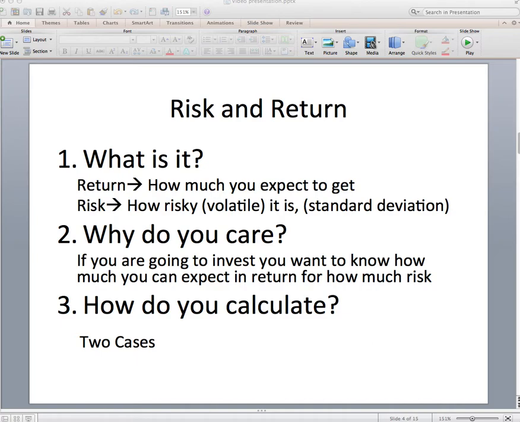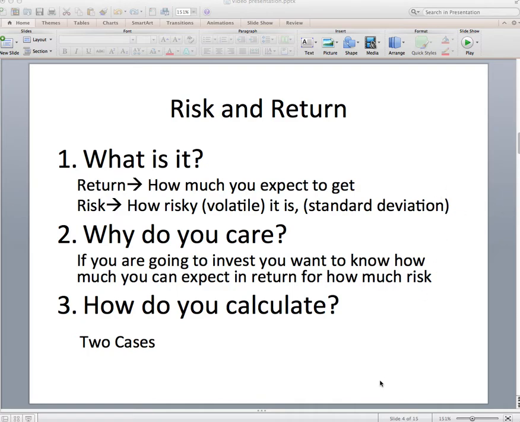Well, if you're going to invest in something, you want to know how much you can expect in return and how much risk goes along with it. With most things, you can expect a higher return for higher risk, but you want to balance those out. Sometimes you'd prefer to get a lower return if you can achieve lower risk, or sometimes you'd rather get a higher return and you would accept higher risk for that.